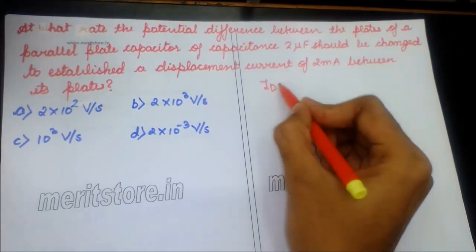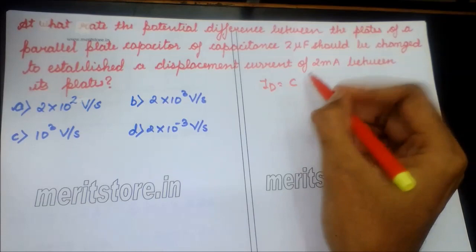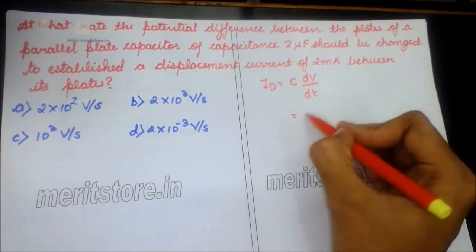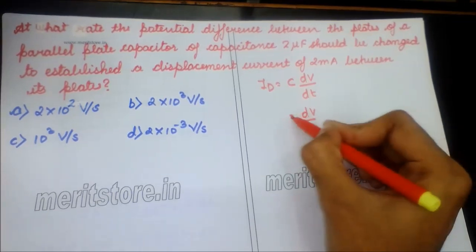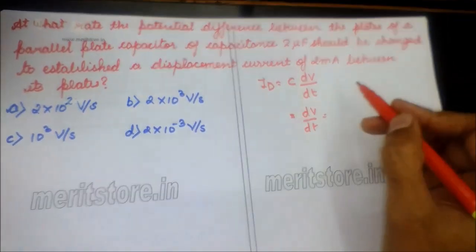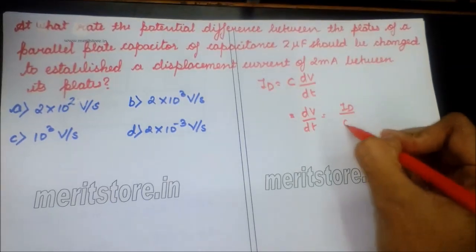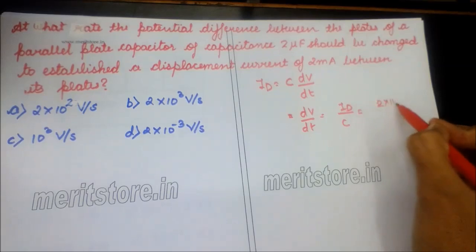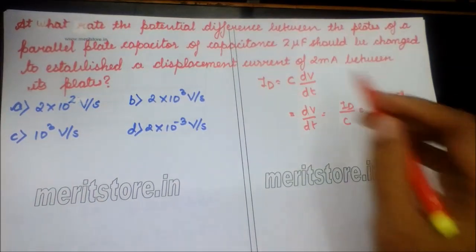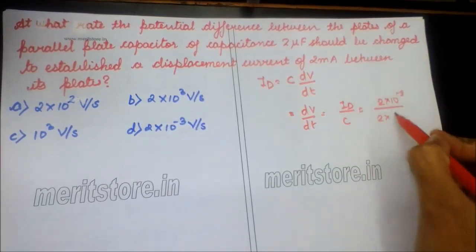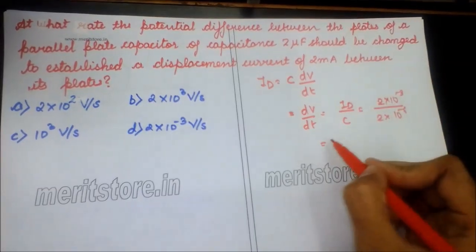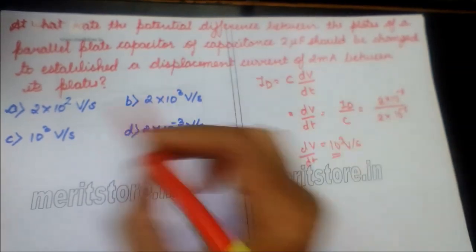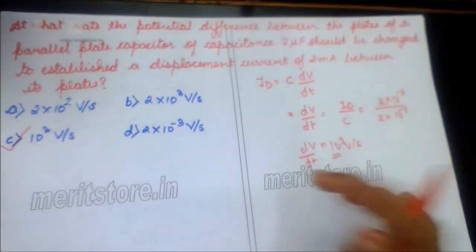The displacement current is equal to the capacitance multiplied by the change in the voltage per unit time, where dV by dt is the change in potential difference upon time. So that is given by ID upon C, where ID is the displacement current, 2 milliamperes, that is 2 into 10 raised to minus 3, upon the capacitance of 2 microfarads, that is 2 into 10 raised to minus 6 farads. On solving this we get dV upon dt equals 10 raised to 3 volts per second.